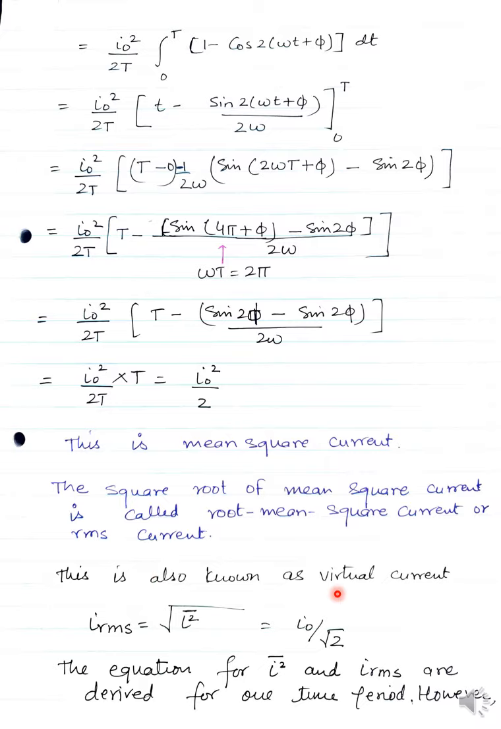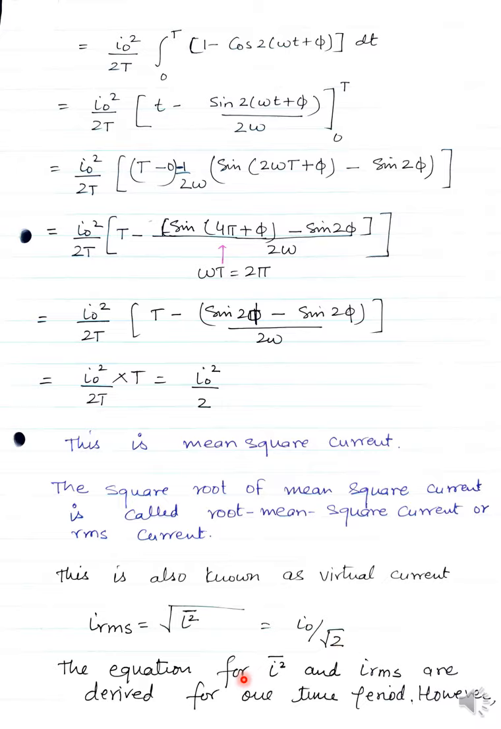This is also known as virtual current, because in actuality the current which is available in the circuit is the instantaneous current. So we consider the existence of this current in the circuit, but it's not actually present. We are basically saying it's virtually there. So I RMS equals the square root of I square bar. Remember, there is a bar here, which means the average of it. So we can say it's equal to I naught divided by root 2.